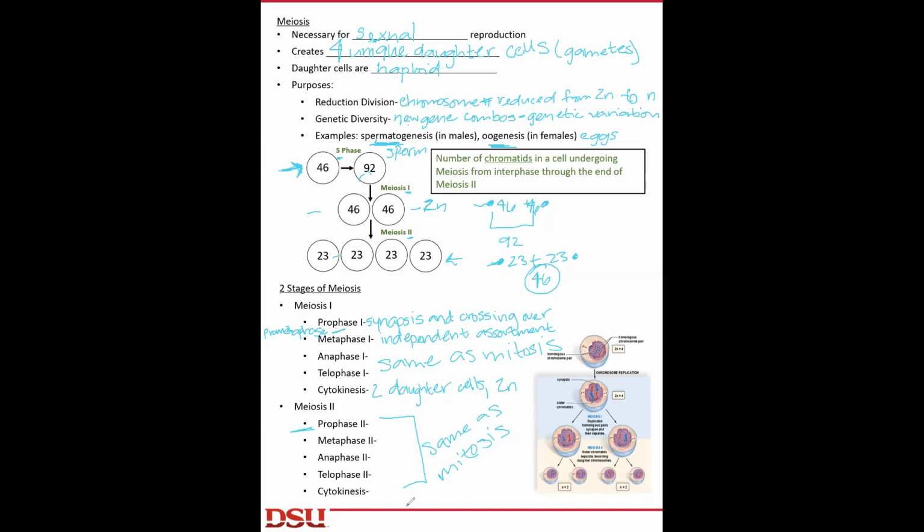This time at the end of cytokinesis, we have 4 haploid daughter cells. Okay, and that's these guys here. In males, you just end up with 4 sperm. Congratulations, you're done. In females, there's some more processes that take place before there's an egg that's ready.